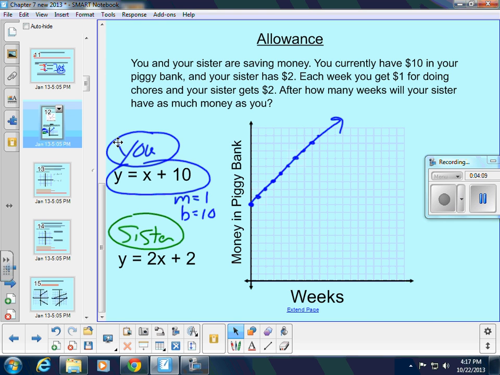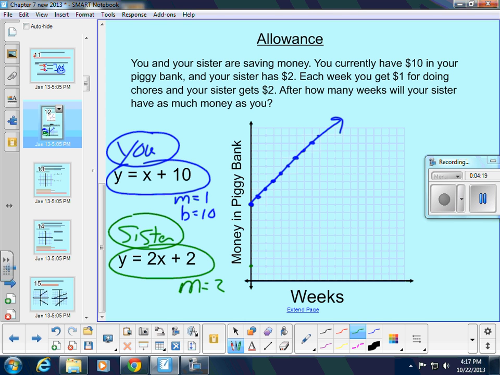Well, my sister, again, she starts off with $2 and then gets $2 also every week. So her slope is 2, her y-intercept is also 2. So she starts at $2 and then goes up 2 over 1, assuming she's saving each of those dollars each week. How much money is in her piggy bank?